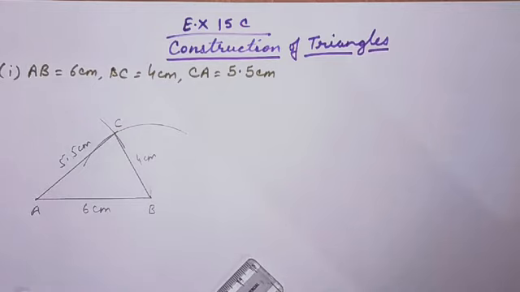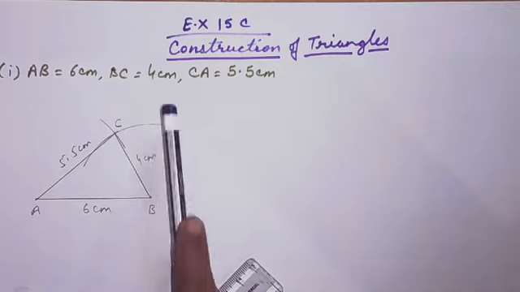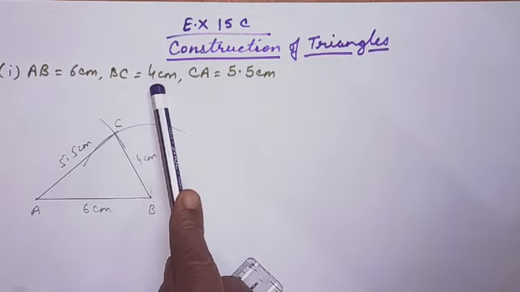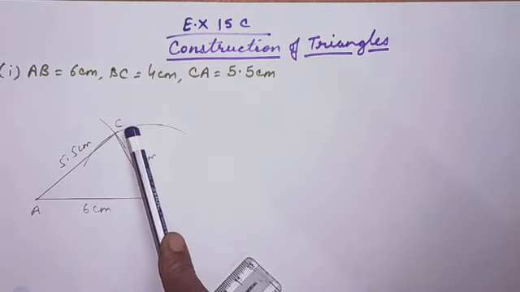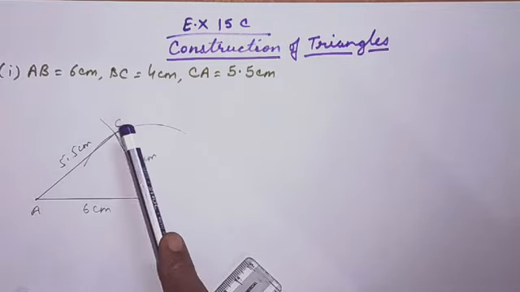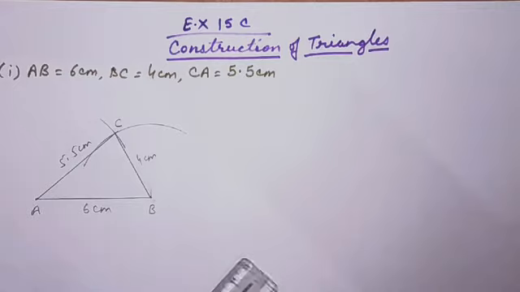Okay. So what we have done, we have drawn one side as base and from the other two vertices, I have drawn the respective arcs from those vertices where the arcs intersect. That is the third vertex of the triangle. Then I have joined it. Okay. So this is my first question, first part.